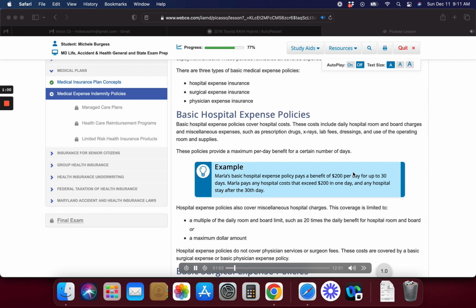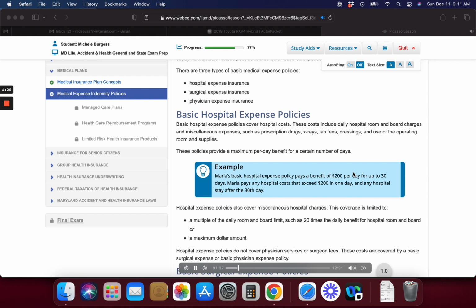Basic hospital expense policies. Basic hospital expense policies cover hospital costs. These costs include daily hospital room and board charges and miscellaneous expenses, such as prescription drugs, x-rays, lab fees, dressings, and use of the operating room and supplies. These policies provide a maximum per day benefit for a certain number of days.